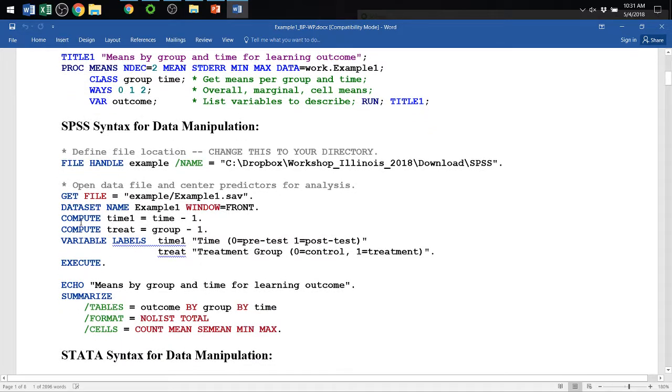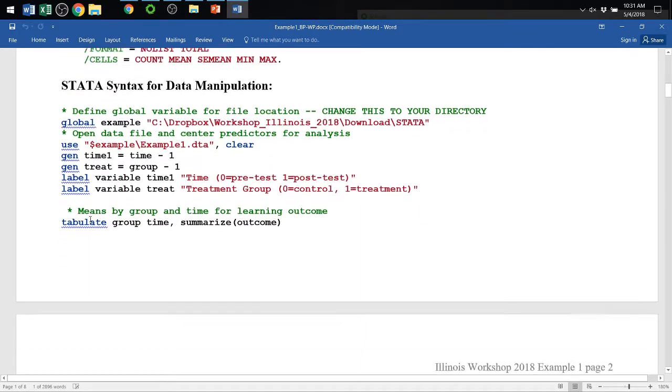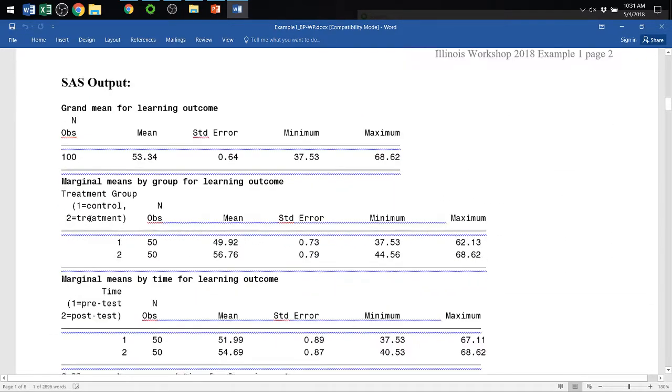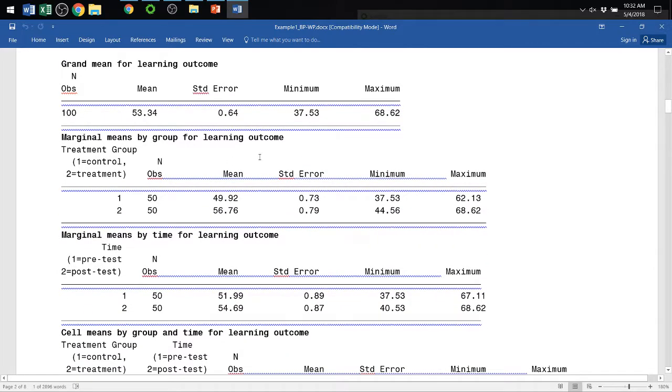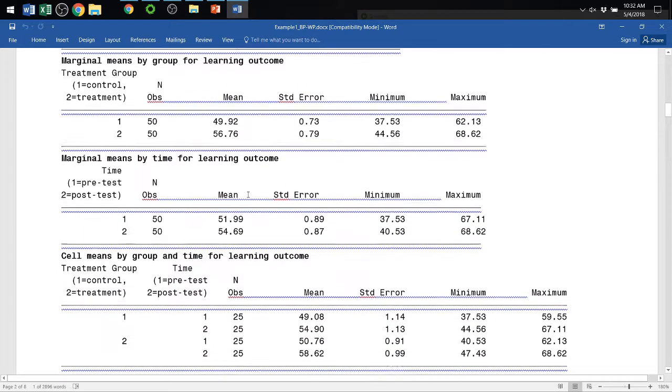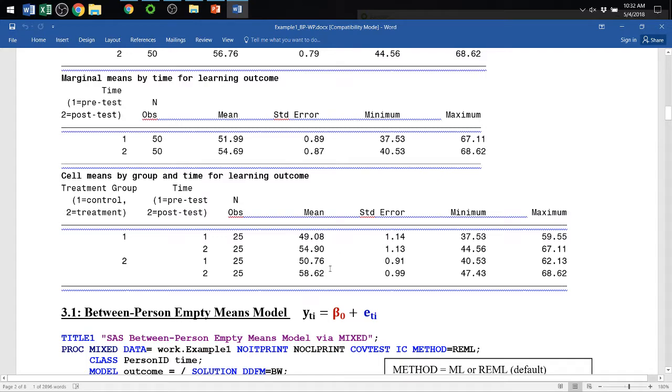And so the same code would look very similar in the other programs. This shouldn't be anything that you haven't done before. And here are the cell means, the marginal means, and that's how I made that table, just to show you what the data look like.